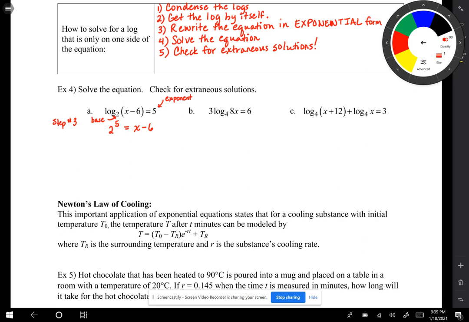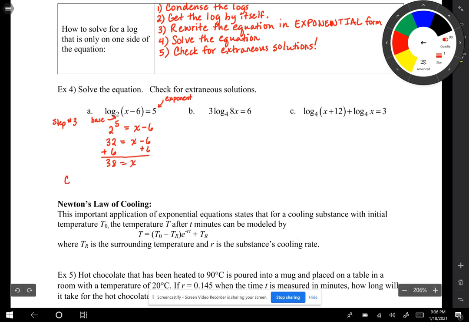So we did step 3 first, and then step 4, we can solve the equation. So 2 to the 5th is 32, equals x minus 6. Add 6 to both sides. So I'm doing steps 4 and 5 here. So that's 38 equals x. And then you want to check your answer.